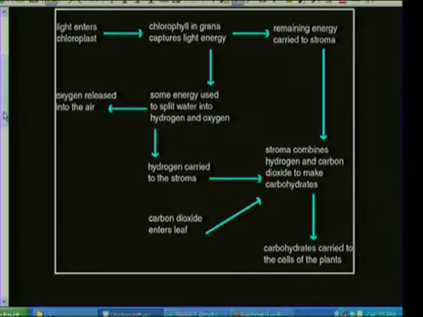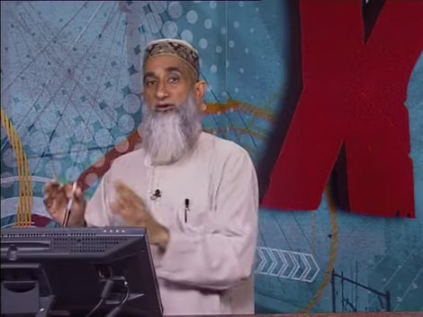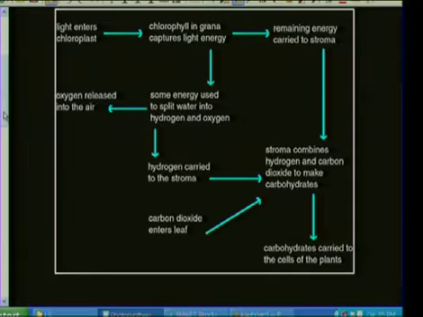Now let's look at the summary of photosynthesis. This is the summary of the process, not what we have done. What I've just done is the summary of what we've done. Now we're looking at the summary of this process. What happens? Light enters the chloroplast. The chlorophyll in the grana captures this light. And what does it do?